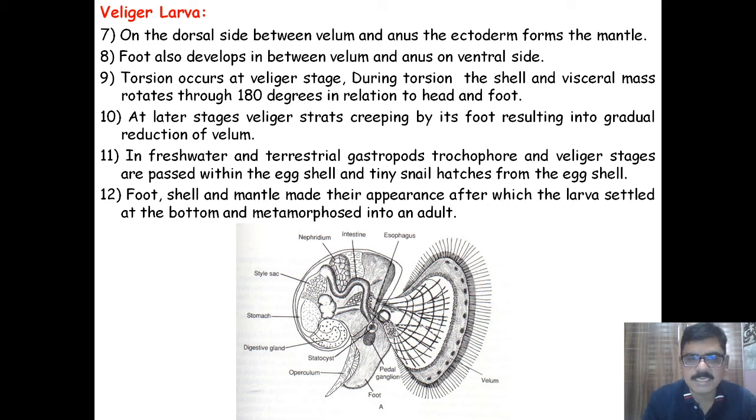At later stages, the veliger starts creeping by its foot and this results in gradual reduction of the velum structure. In freshwater and terrestrial gastropods, the trochophore larva and the veliger larva stages pass within the eggshell and the tiny snail hatches out from the eggshell. The foot, shell and the mantle make their appearance, after which the larva settles at the bottom and metamorphoses into an adult. Thank you.